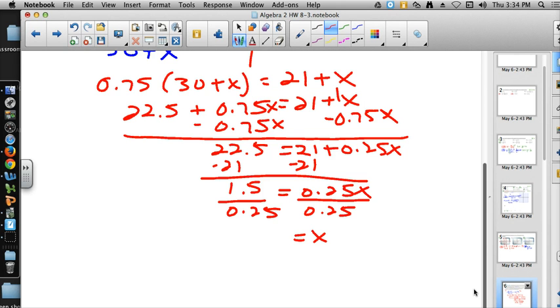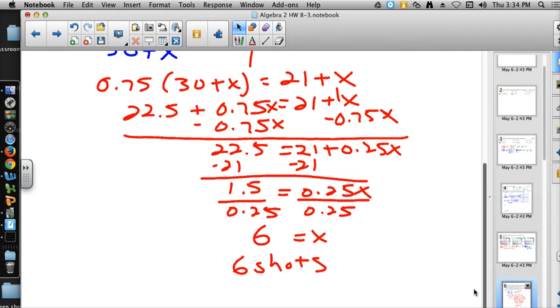So at this point you say, okay, $1.50. How many quarters in $1.50? And that's going to be 6. So it would take 6 shots. And again, she has to make all of them right in a row in order for her to reach her goal on that one. All right, what is next here?